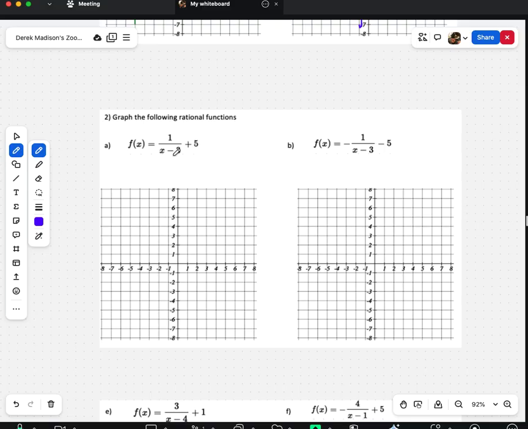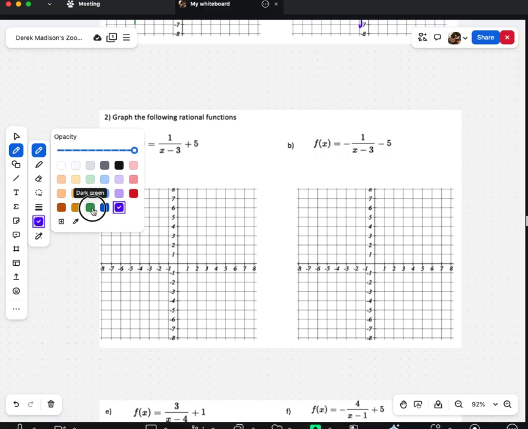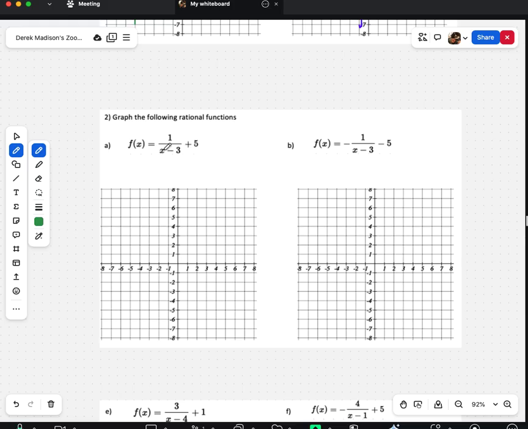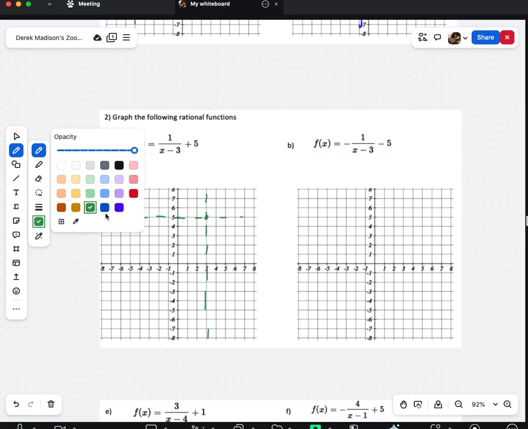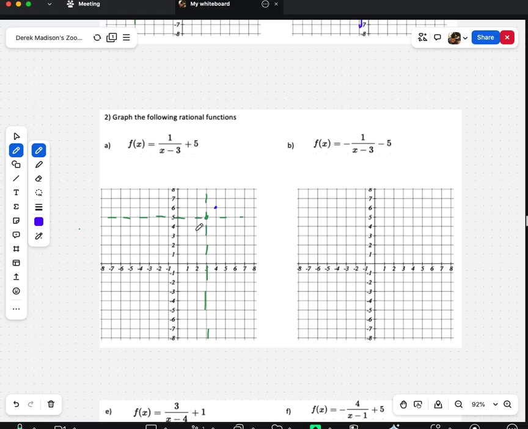So for these ones, we have both an up-down shift and a left-right shift. So we have a -3 on the inside, so that means we're going to go 3 to the right. And then we have a +5 on the outside, so that means we're going to go 5 up. And so that would be where I would do that first click on the computer to set these asymptotes. And no stretch again, so it would just be here and here, and then looking like that.